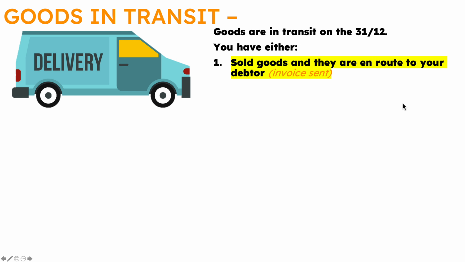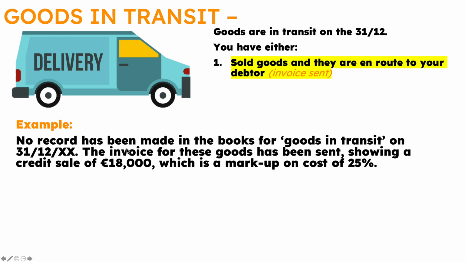So the first one there, sold goods and they are en route to your debtor. So for example, no record has been made in the books for goods in transit on the 31st of 12th. The invoice for these goods has been sent, showing a credit sale of 18,000, which is a markup on cost of 25%. Okay, so what will we do?